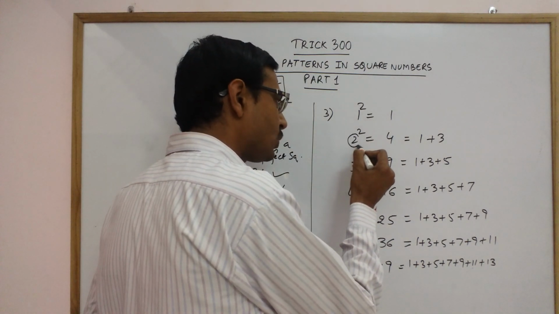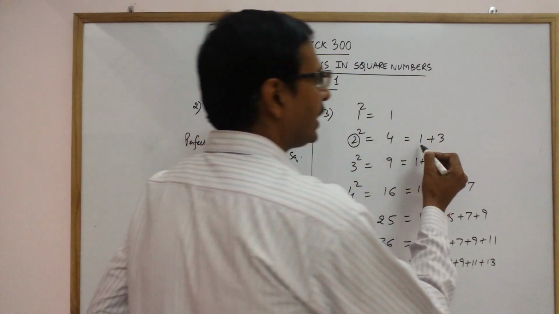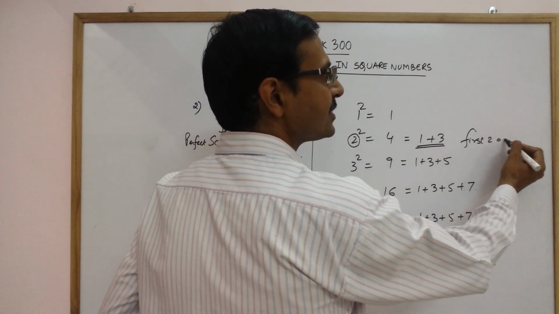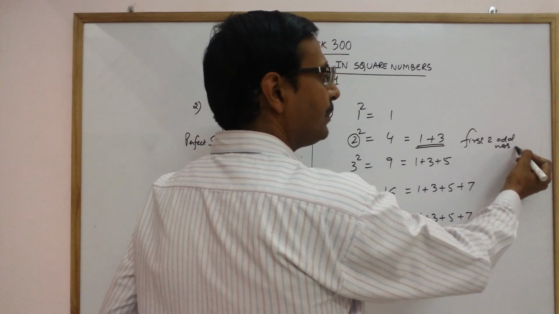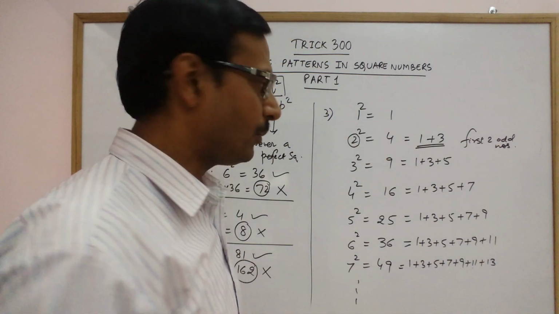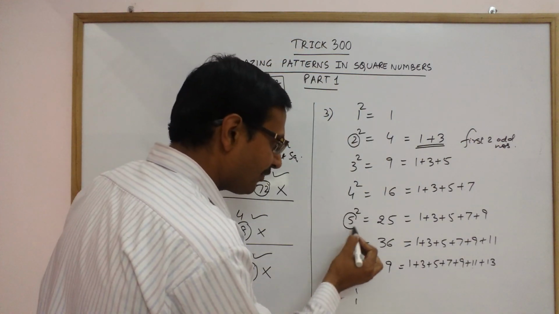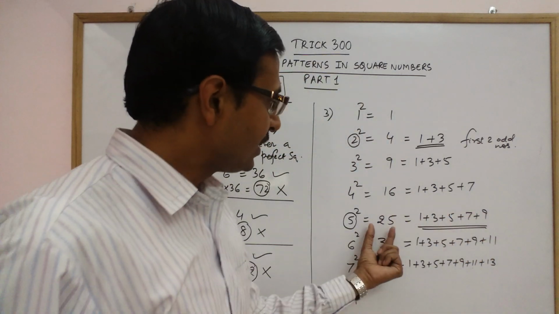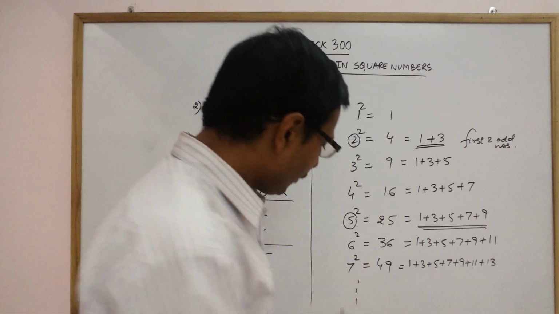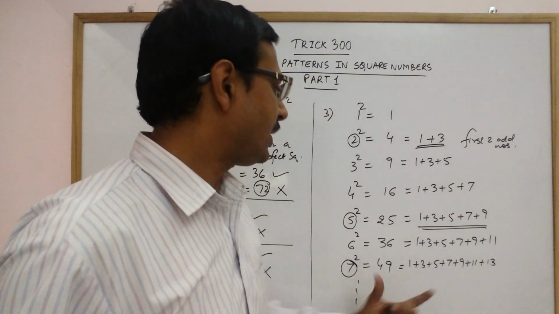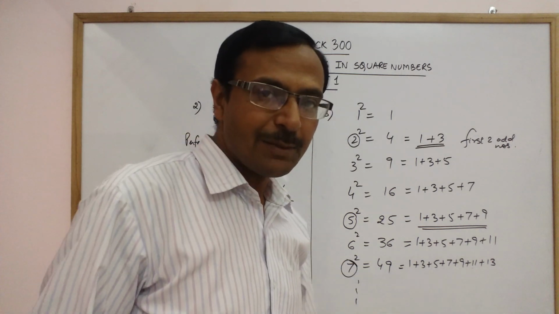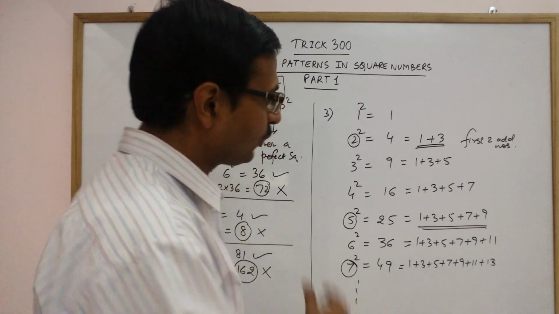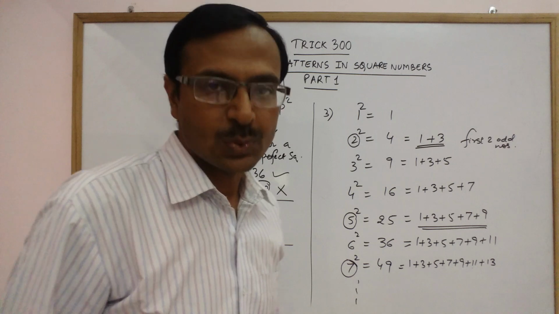What is this number whose square is taken? 2. So take the first two odd numbers and add them, you get the square of that number. What is the number taken here? 5. So take the first 5 odd numbers and add them, you get the square of 5. What is the number taken here? 7. So take the first 7 odd numbers, add them, you get the square of 7. This pattern is true for an infinite number of squares.